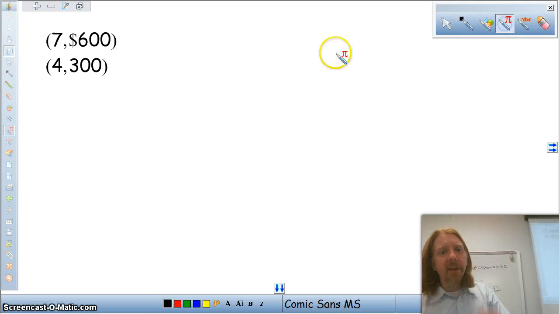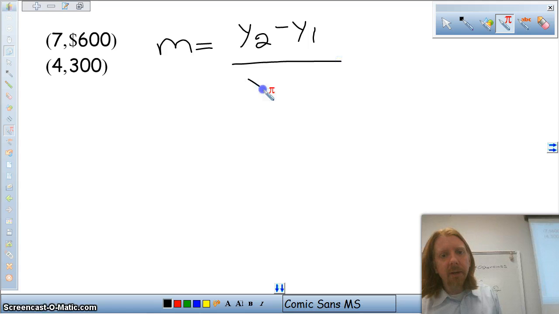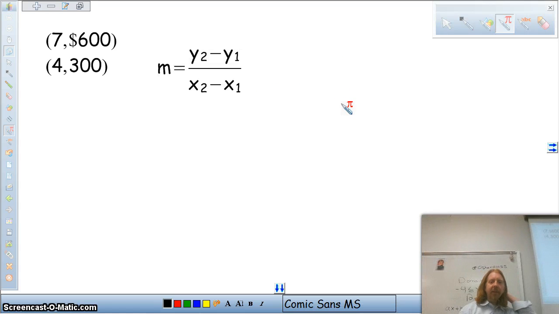So my formula looks like this. Slope is the difference in the two y's divided by the difference in the two x's. That'll tell me the actual rate. That'll tell me what I'm paying per hour. That'll tell me how fast that line goes up while they keep working, while they're on the clock.